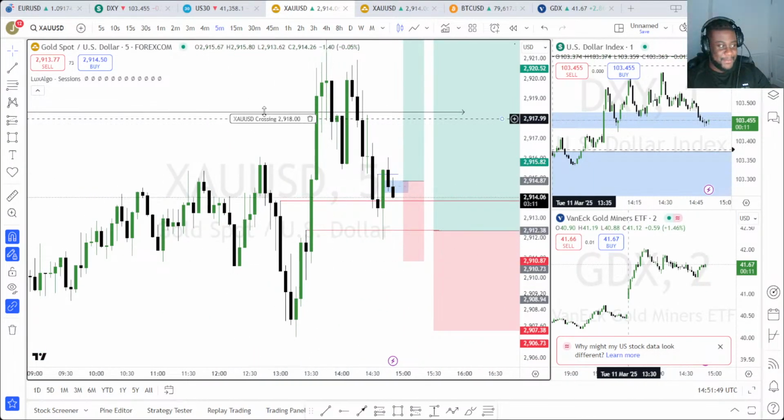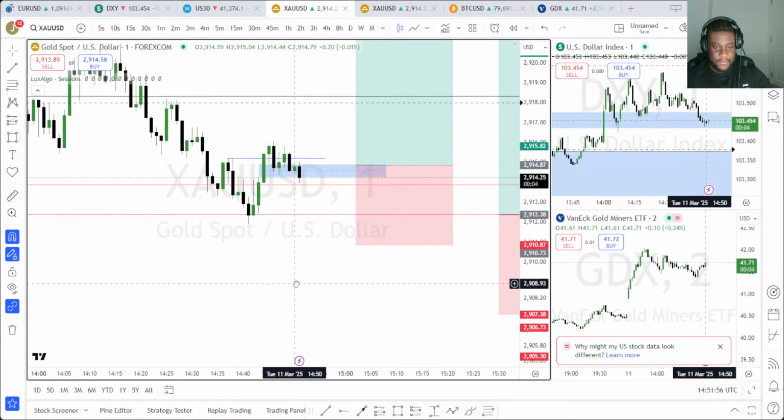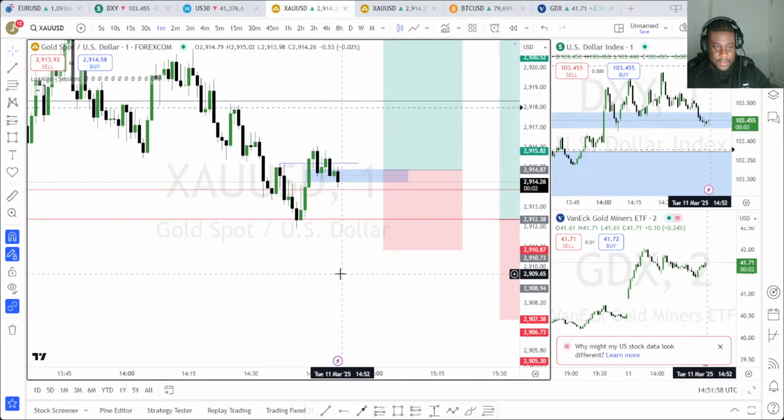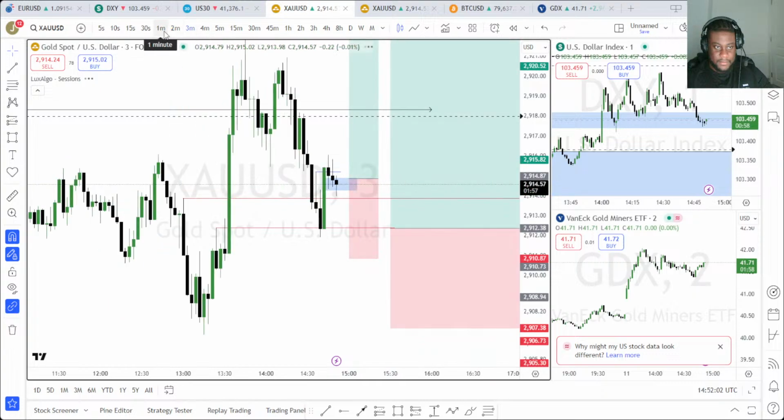Let's see what's gonna happen here, guys. So we're dipping lower for gold right now. Let's see if we get invalidated or if this setup is going to play out.